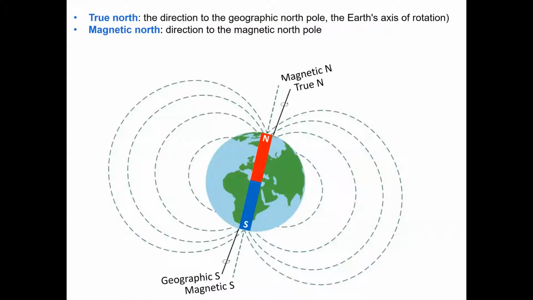This is a point on the surface of Earth's northern hemisphere at which the planet's magnetic field points vertically downward, which you can see here. So this is Earth's magnetic field, and at the magnetic North Pole, it points downward. We also see the same phenomenon in the southern hemisphere. So there's both a geographic South Pole, which is the axis of rotation, and a magnetic South Pole, which is where we see vertical orientation of Earth's magnetic field.